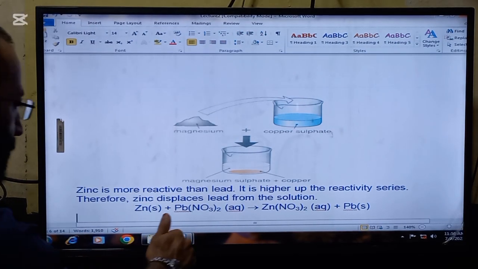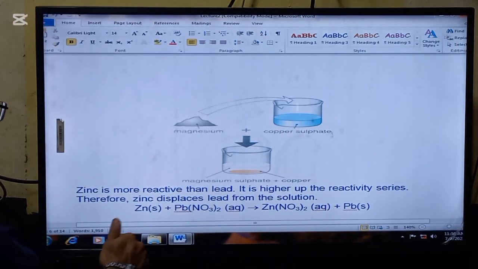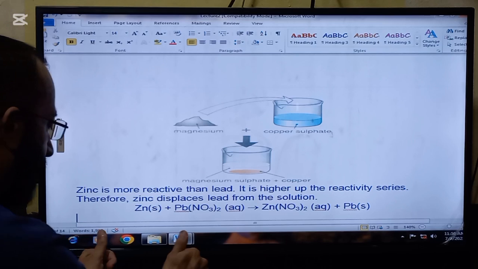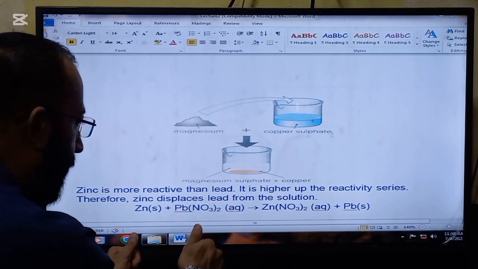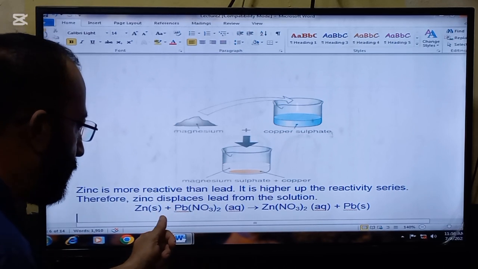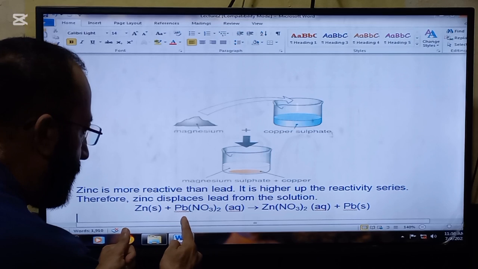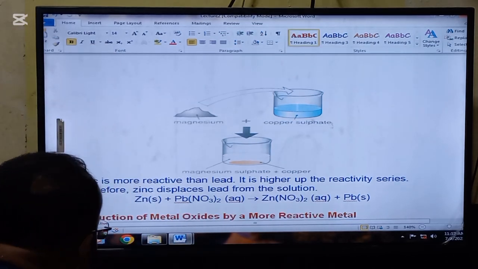Zinc is more reactive than lead. It is higher up the reactivity series. Therefore, zinc displaces lead from the solution. So here you can see zinc is going to be reacted with lead nitrate. So lead is lower down this series. That's why it will be kicked out and zinc will take its place and zinc nitrate will be formed.